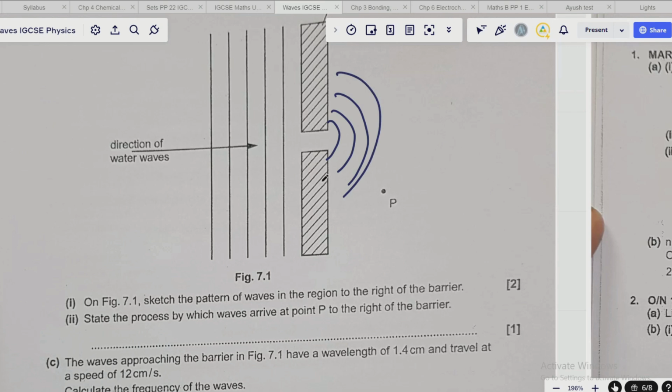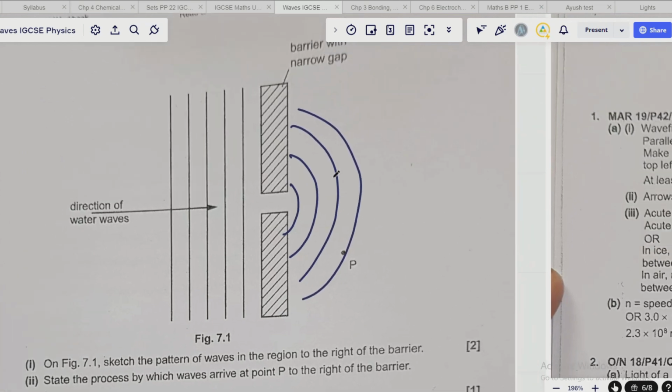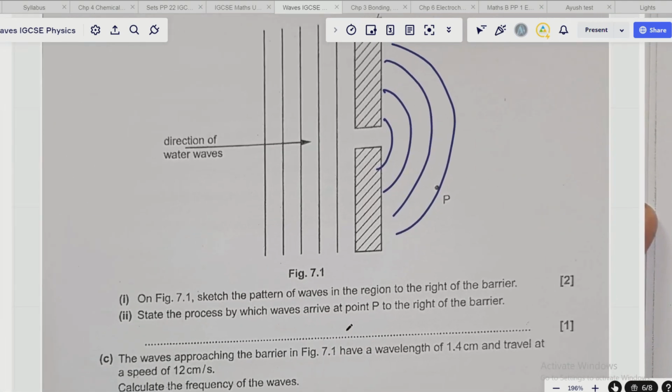Is this correct? So just make sure that you draw this neatly. I'm just drawing it roughly for you. And you have to draw it till point P like this. You have to make sure that you draw one curve that crosses point P. Understood? Now they are saying state the process by which waves arrive at point P to the right of the barrier. Which process is this? Refraction or reflection or diffraction? Diffraction, yeah. Simply we write diffraction here.